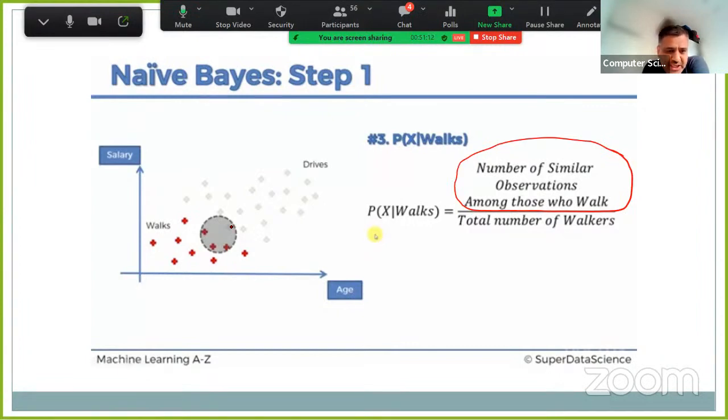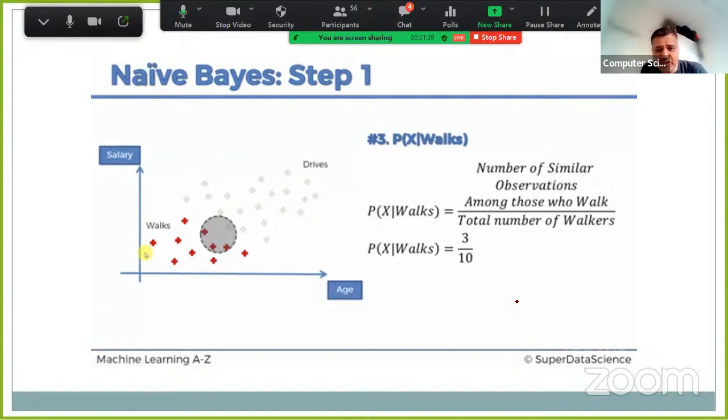तो total हमने देखा था 4 थे, जिसमें से एक drive करके आ रहा था. लेकिन मैंने बोला कि पहली कंडीशन है कि वो वॉक करके आने चाहिए, तो ये ड्राइवर तो बीच में निकल गया, सिर्फ बचे मेरे पास वॉक करने वाले 3. सो नंबर ऑफ सिमिलर ऑब्जर्वेशन अमंग दोज हू वॉक, सो कितने सिमिलर हैं? 3 डिवाइडेड बाय टोटल नंबर ऑफ वॉकर्स. सो आई हैव हाउ मेनी वॉकर्स? 10. सो दिस विल बी 3/10. सो दैट गिव मी probability of X to walk.